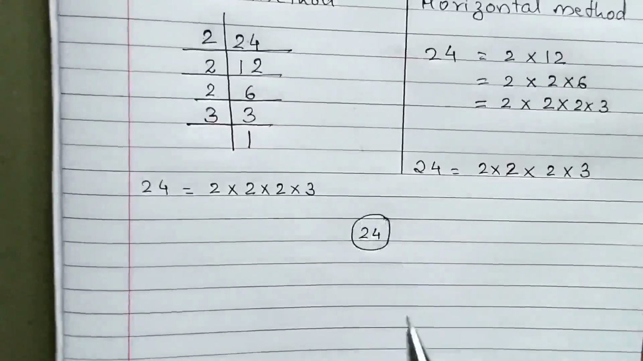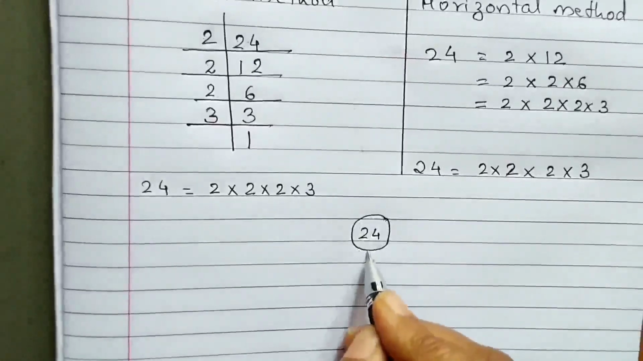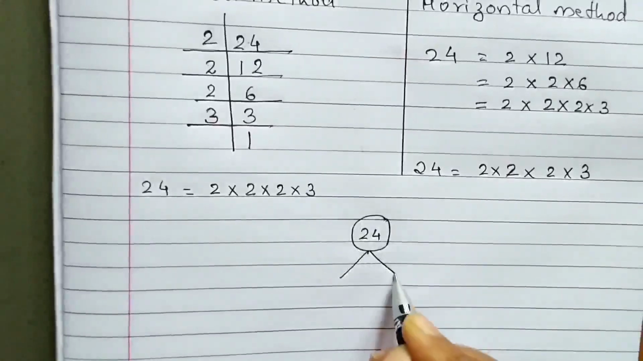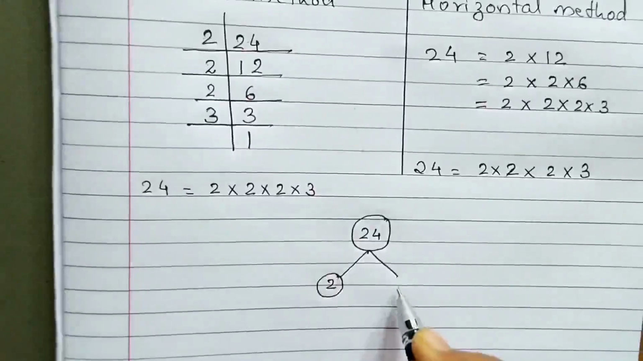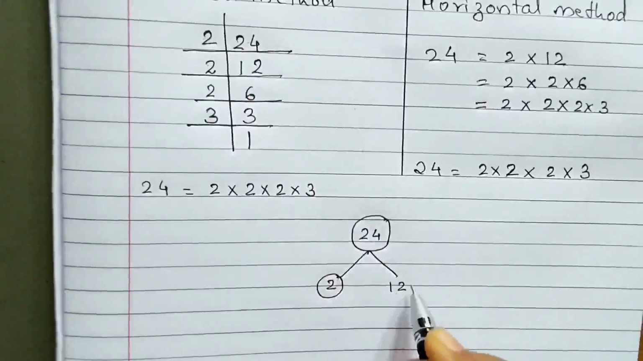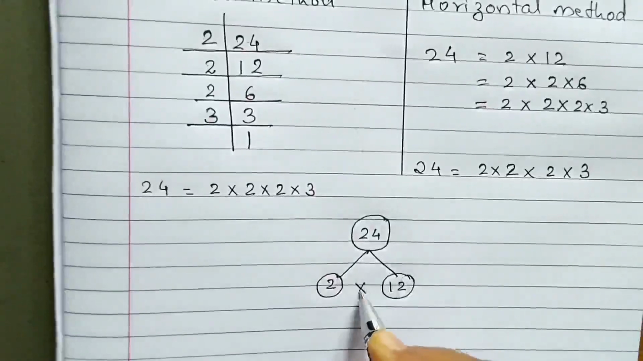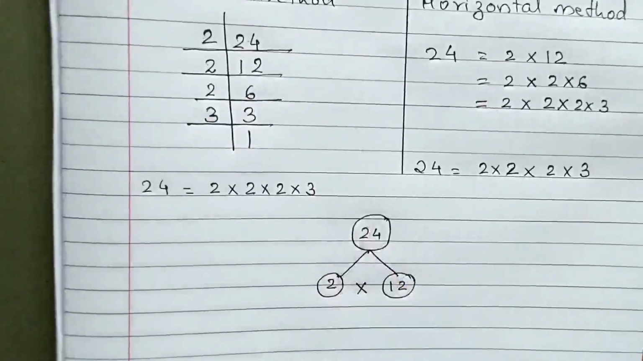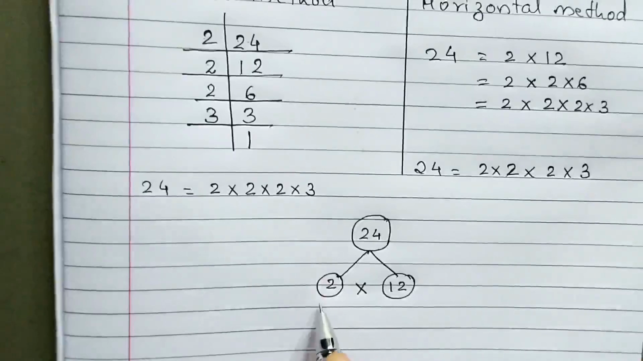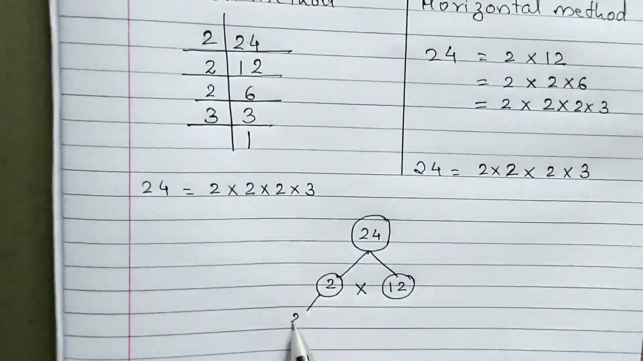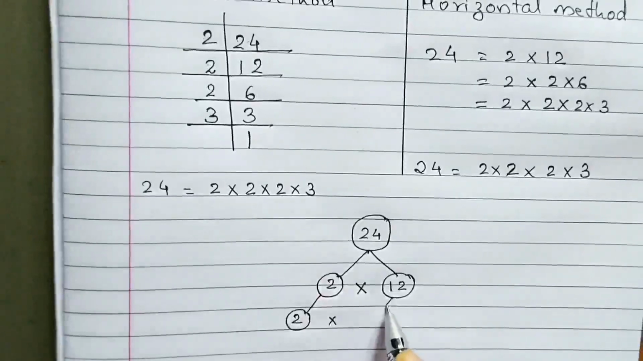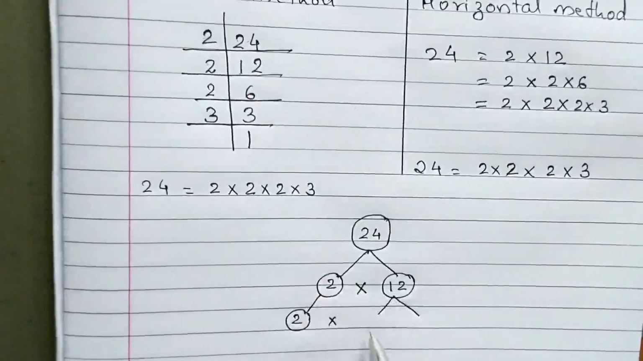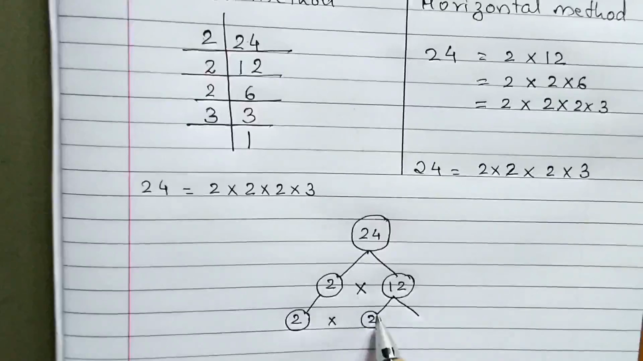We write 24 like this. We are going to split 24 into two parts. What are the two parts? One part is 2, the other part is 12. Because 2 multiplied by 12 will give you 24. Now this 2 cannot be factorized further, so you write the 2 as it is. Multiplied by, you're going to factorize 12 now. 12 can be written as 6 multiplied by 2.